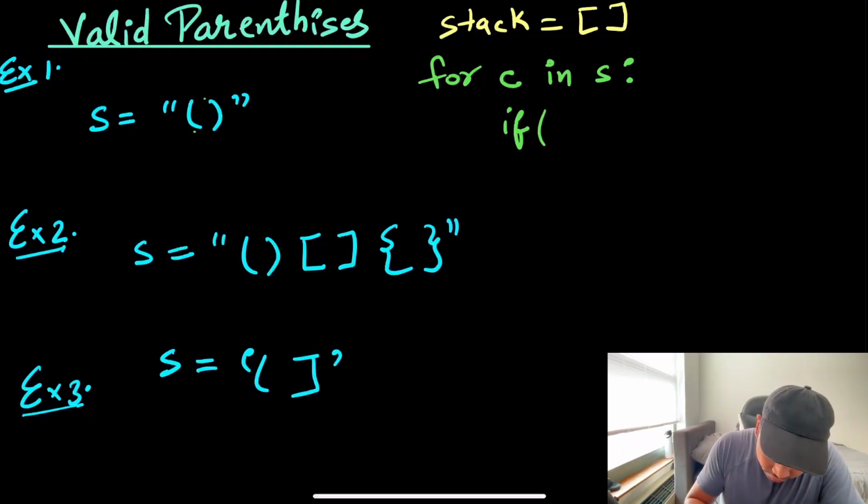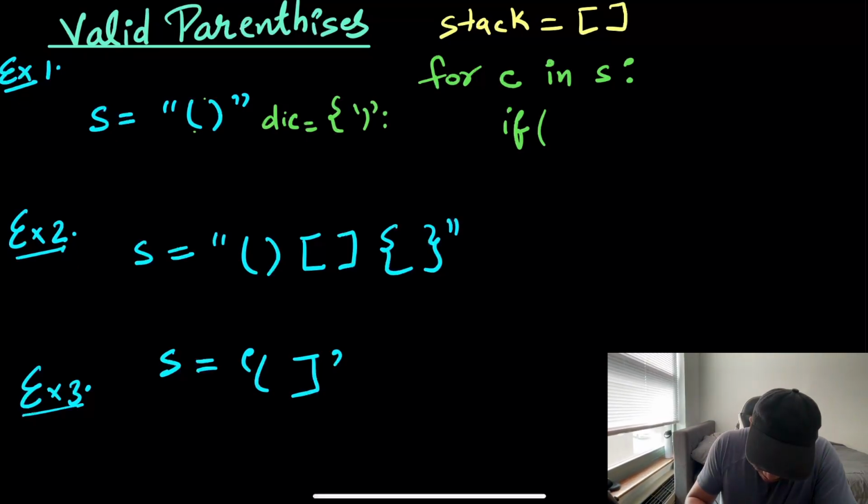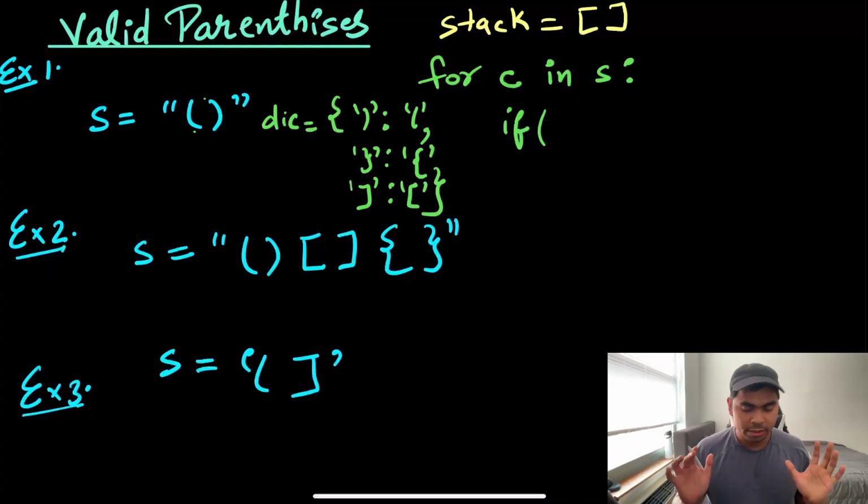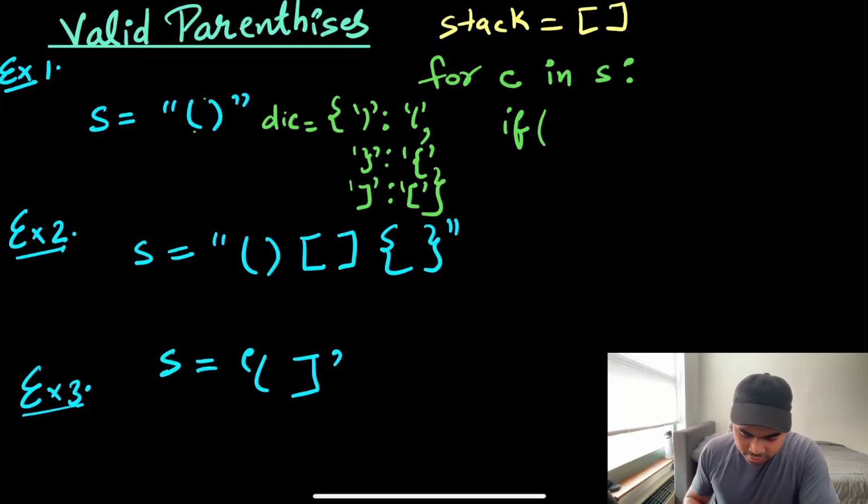Okay, I'm just going to call it the dictionary. First, if I see this closing parenthesis, its corresponding value is going to be the opening parenthesis. If I see a closing curly brace, its corresponding value is the opening curly brace, and the last one, the closing square bracket, is going to have an opening square bracket. They look a little ugly, but they'll do the job.